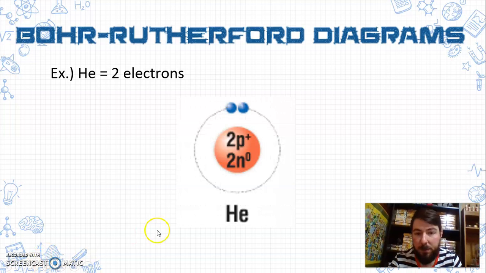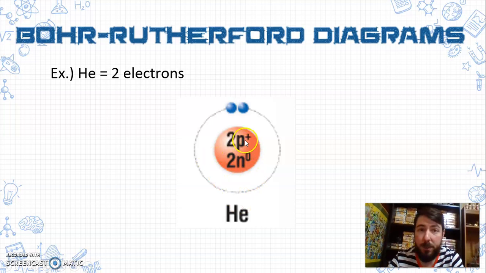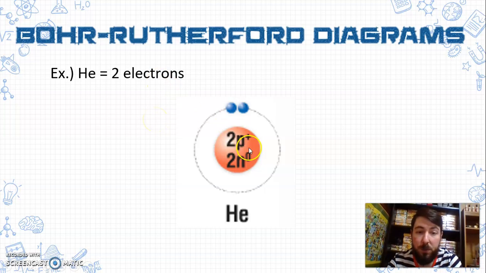So just for example, here we have helium. Now helium's atomic number is 2, which means that it has 2 protons. So in the nucleus, we can put that it has 2 protons. Helium also has an atomic mass of 4, and remember the atomic mass is the protons plus the neutrons. So if it's 4 and it has 2 protons, then we do 4 minus 2, and we can determine that it also has 2 neutrons.